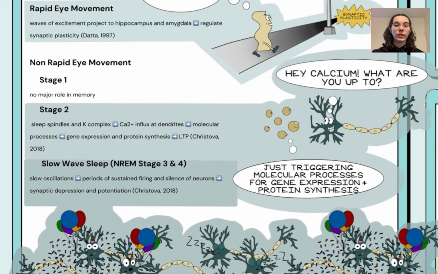Generally, non-REM is thought to be the stage where short-lasting potentiation becomes long-lasting potentiation through increased protein synthesis, allowing for synaptic strengthening. Specifically, non-REM 2 is characterized by the presence of sleep spindles and K complexes. Sleep spindles are bursts of brain activity, and the sleep spindle activity causes a calcium influx at the dendrites, triggering molecular processes that result in gene expression and protein synthesis. This gene expression and protein synthesis is required for the development of long-term potentiation.